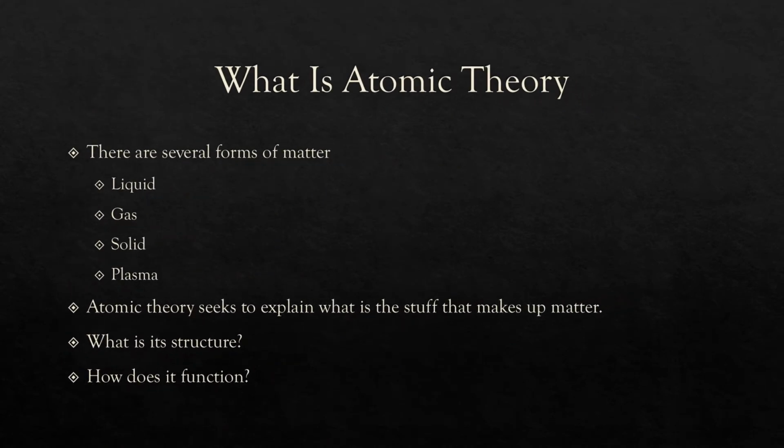What is atomic theory? First, we have to understand that there are several forms of matter: liquid, gas, solid, and plasma. Atomic theory seeks to explain what is the stuff that makes up matter, what is the structure of this stuff, and how does this stuff function.